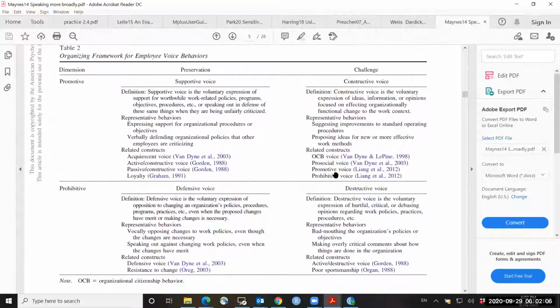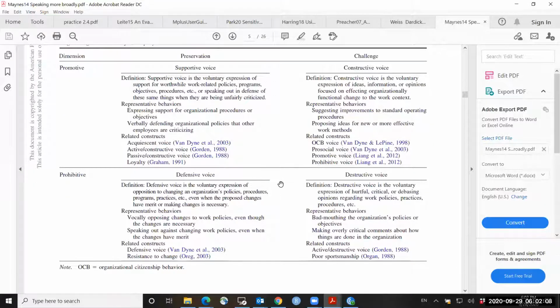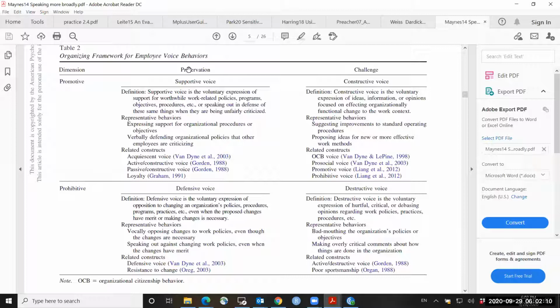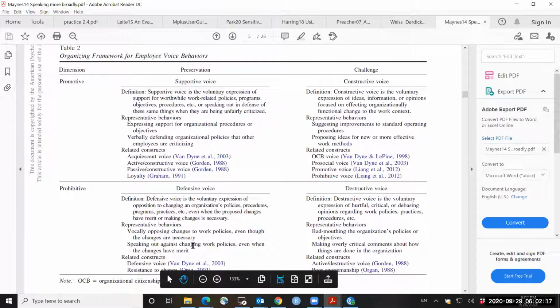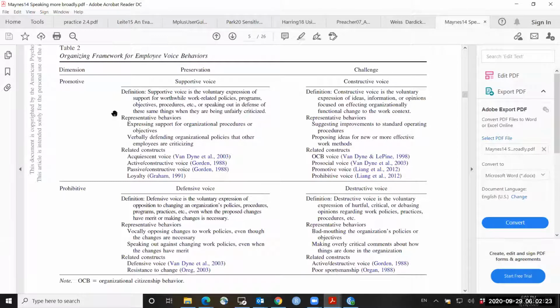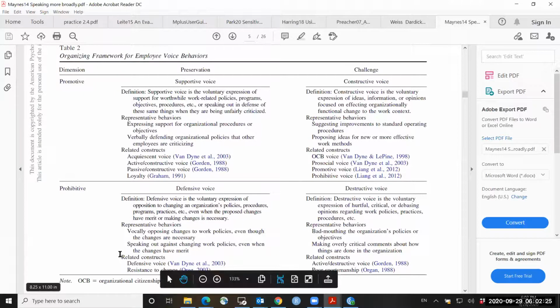they find evidence of validity for four factors: supportive voice, constructive voice, defensive voice, and destructive voice. So it's organizational voice, right? And so this is the main model. We start by fitting this model.